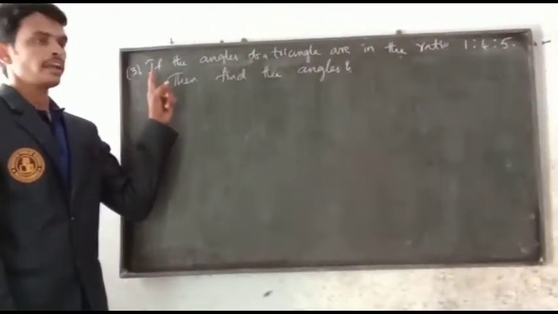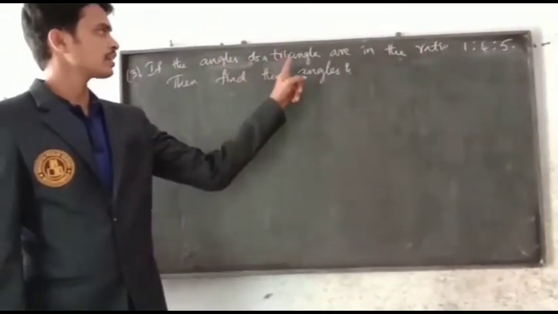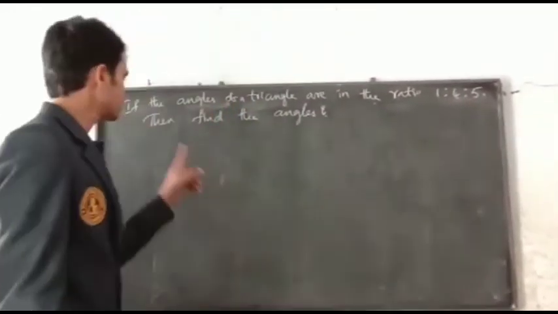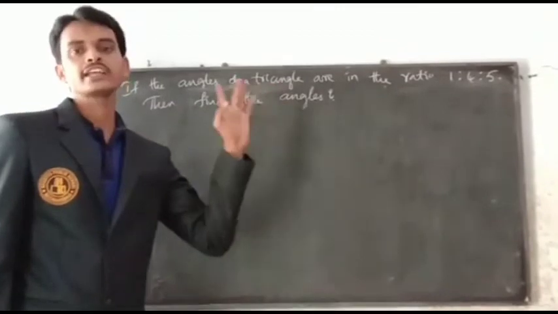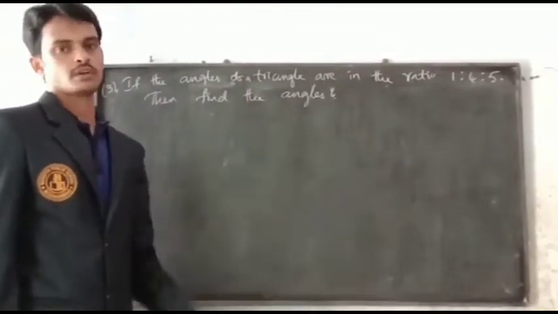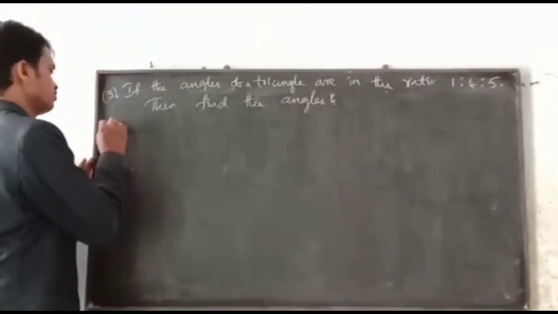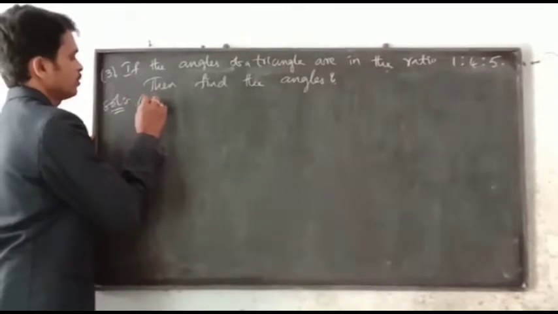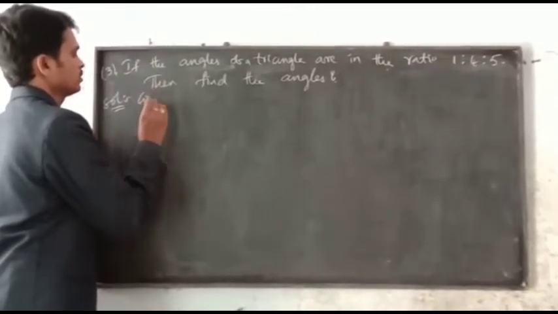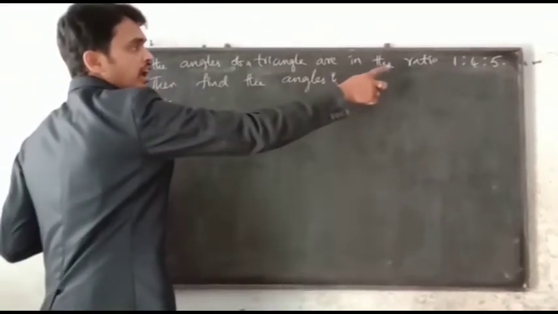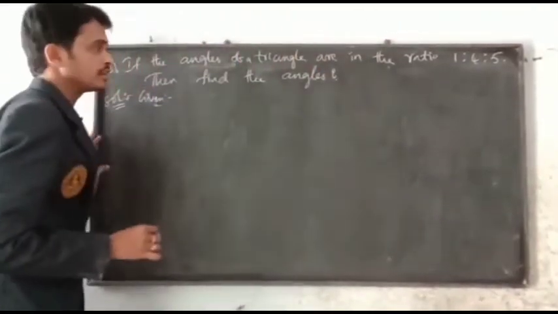Now, if the angles of a triangle are in the ratio 1:4:5, then we have to find out the angles of the triangle. This type of problem will come in the 4 marks problems. Now, the solution. So what is given? They gave the angles in a ratio.